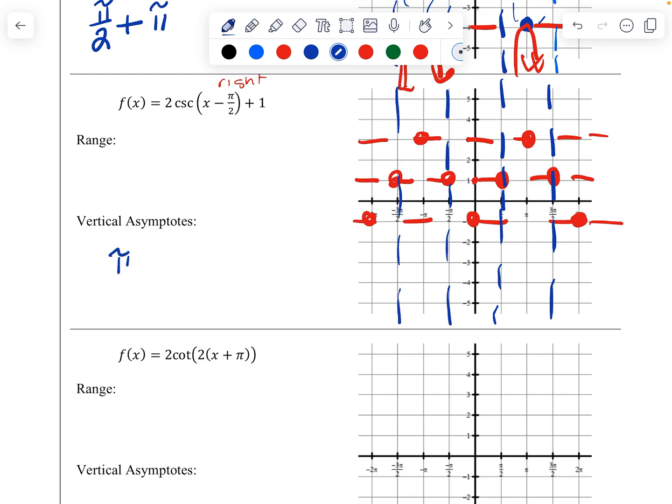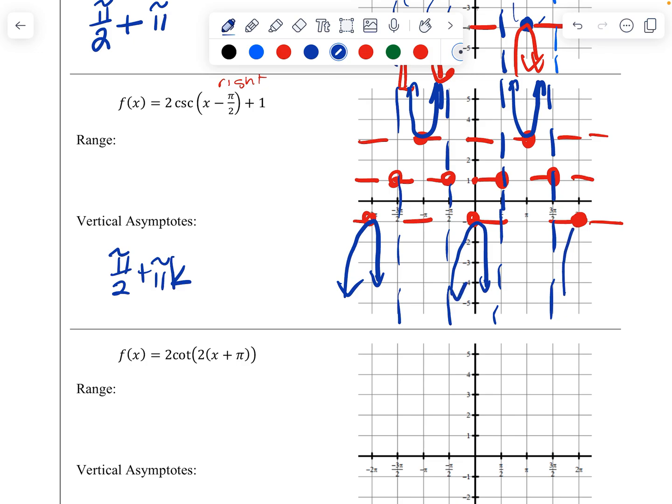So our verticals are at pi over 2 plus pi k. And then again, our U's just take that high point and there we have it. So our range would be from negative infinity to negative 1. It includes negative 1, and then it starts again at 3 to infinity.